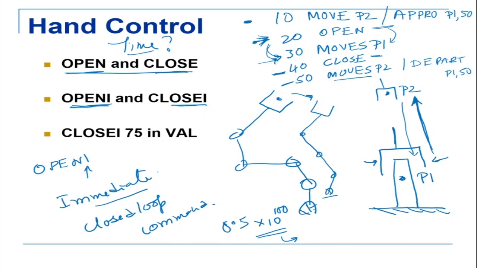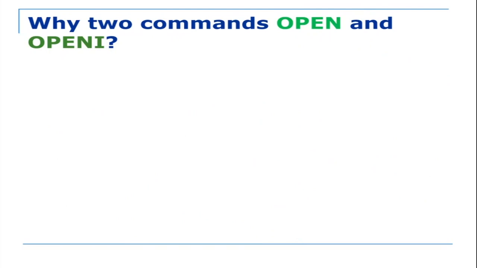Now the other command is close eye 75. That means you can control the amount by which the gripper can open. So this is my 75 now, so it will close till 75. But most grippers are just open and close, you can't control the amount. Now, I just explained why two commands are there, open and open eye.